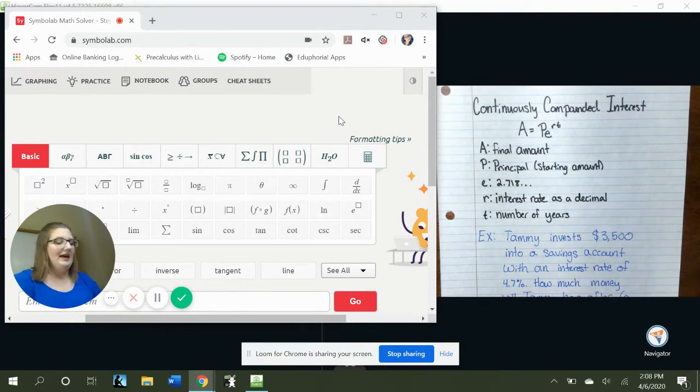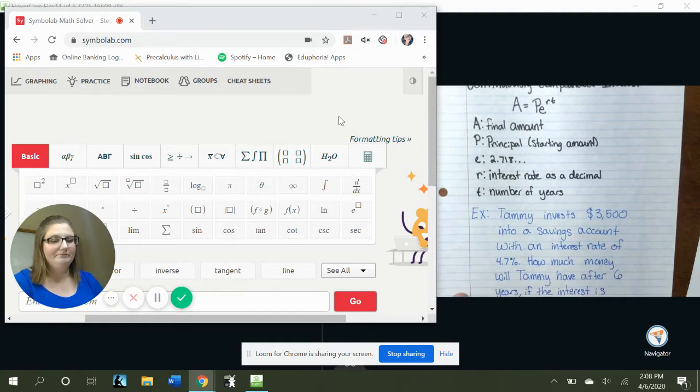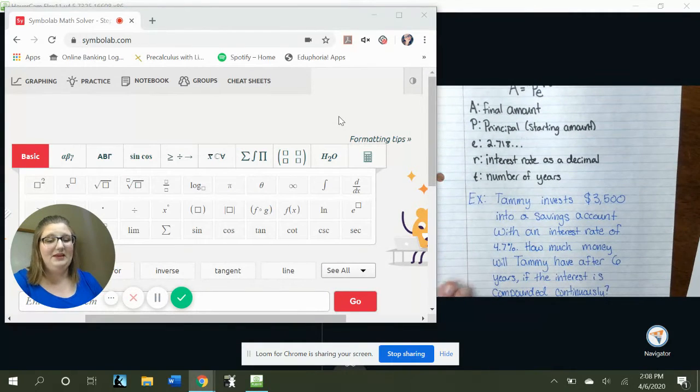So if we look at our first example, we have a problem that says Tammy invests $3,500 into a savings account with an interest rate of 4.7%. How much money will Tammy have after 6 years if the interest is compounded continuously? So there's a lot of information here. And we need to figure out what's important and what we can plug into our formula. And also we need to make sure we're using the correct formula.